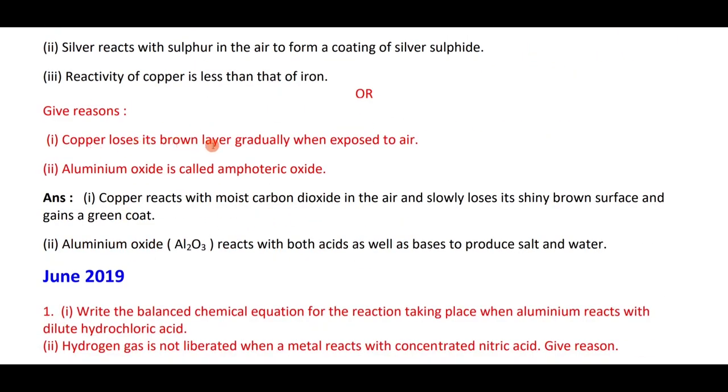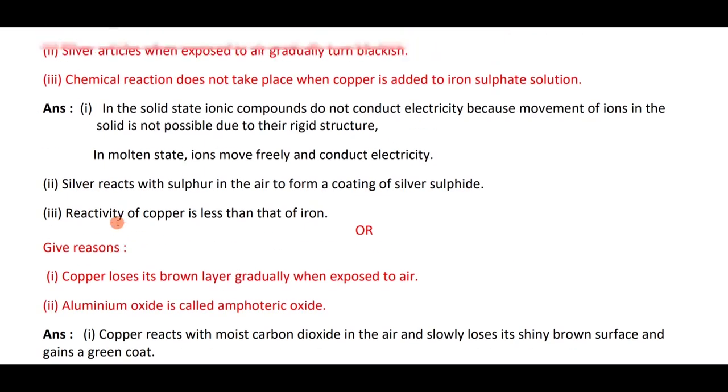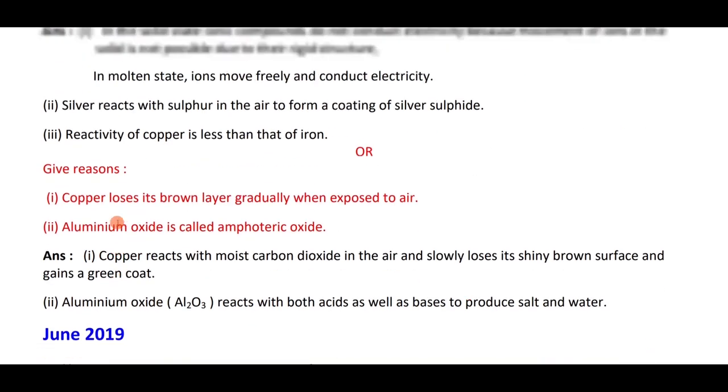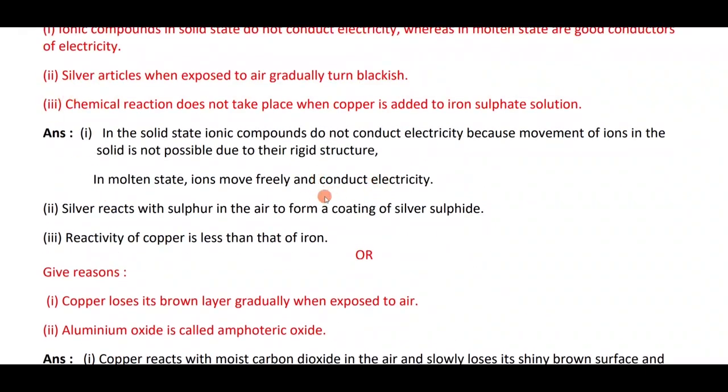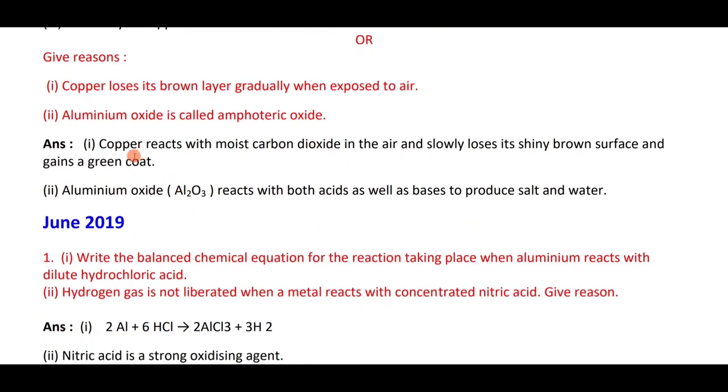Copper loses its brown layer gradually when exposed to air. Copper reacts with moist carbon dioxide in the air and slowly loses its shiny brown surface and becomes coated with a green layer. See here, silver has a black coating, that is silver sulfide. Copper has a green coat.